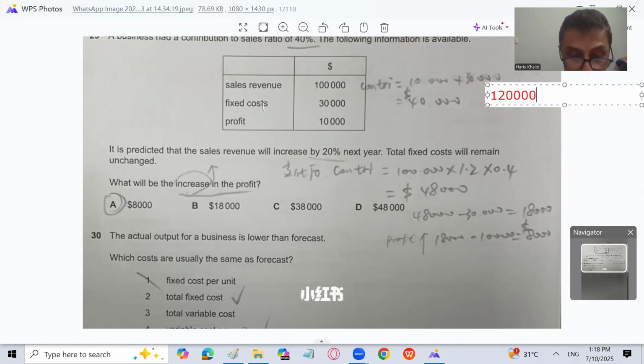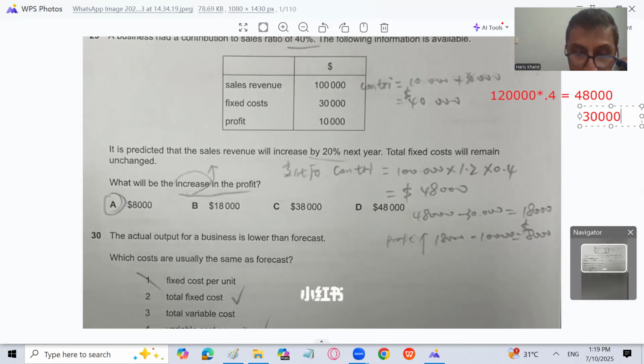So 1,20,000 into 0.4, our contribution is now going to be 48,000. Minus fixed cost, which will remain the same, 30,000. That will not change, right? So increase in profit: now 48,000 minus 30,000, profit is going to be 18,000. Profit is 18,000, but the previous profit was 10,000. So the profit will increase by 8,000.